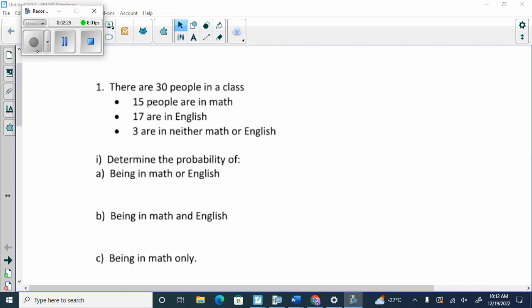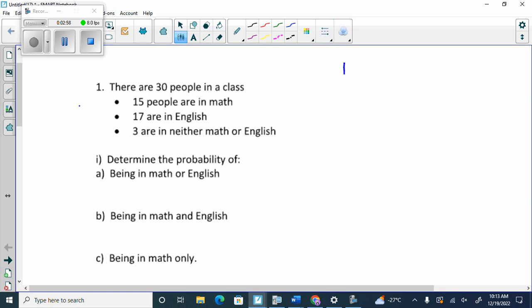So here it says, there are 30 people in a class, 15 are in math, 17 are in English, 3 are in neither. That's a Venn diagram question. We agree? Venn diagrams, most of the time, are not mutually exclusive. Because the only time they are mutually exclusive is if you have a circle, and then another circle, and there's no overlap between them. Most of our Venn diagrams have overlap. Do you agree? So, we're going to look at this one first. You should have had these completed. If you didn't, that's on you.